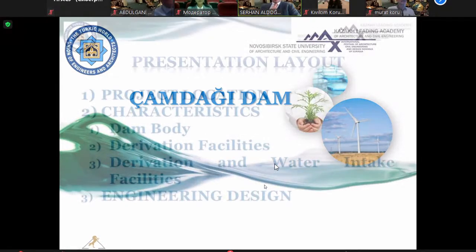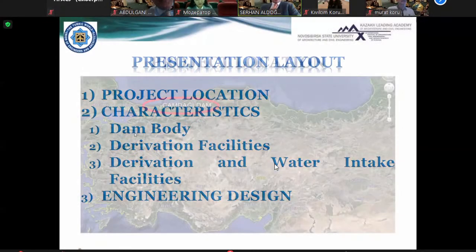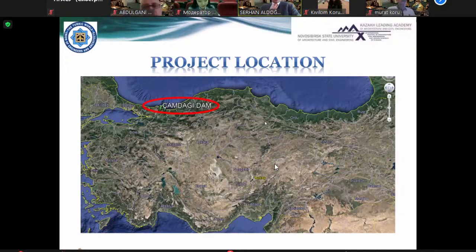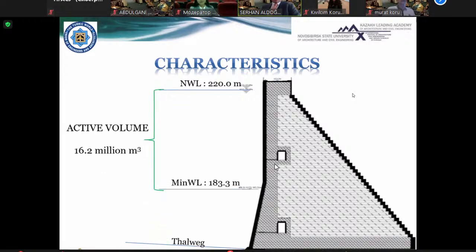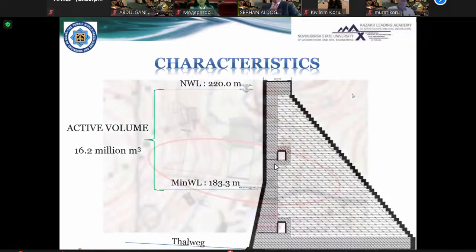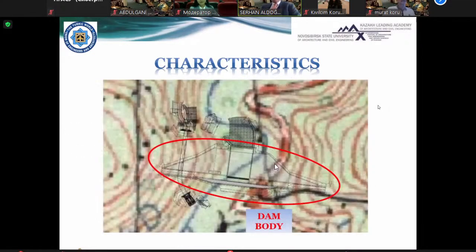Çamdağı Dam is a project located in the north side of Sakarya in Turkey. Its total volume is 17 million cubic meters of water, and you see the dam body shape here, the cross section. The active volume is 60 million cubic meters. Its aim is potable water for the Karasu province of Sakarya.